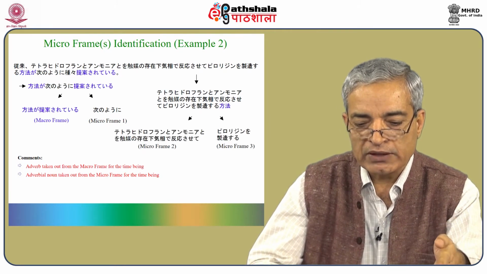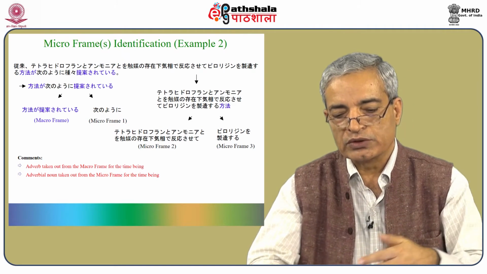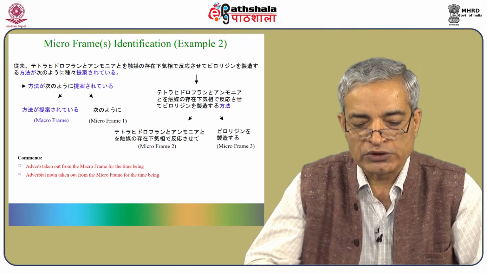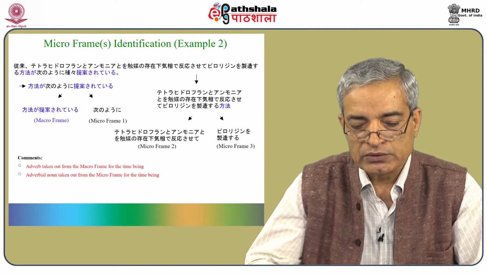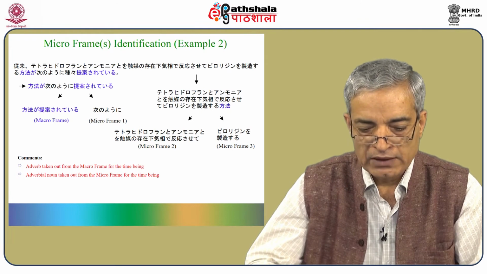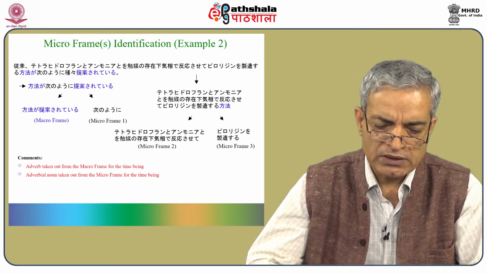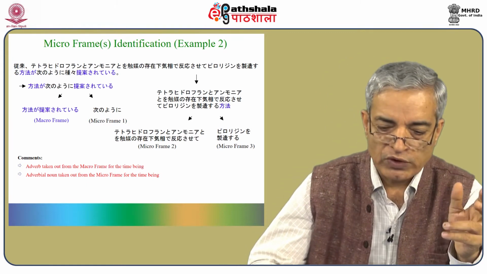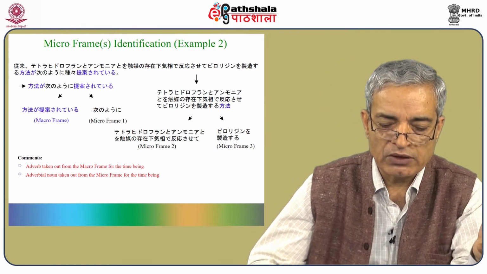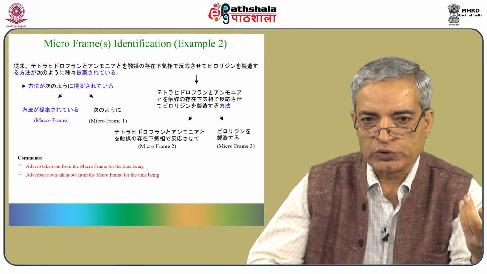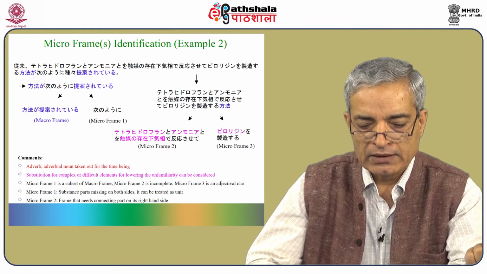We are talking about a method that manufactures. So pirorigin o seizo suru is one frame. Tetra hydrofuran to ammonia o shokubai no sonzai ka kisode hanno sasete is another frame. So we have two microframes, and there are certain things that, if you want, you can drop, keep aside, or substitute. Both are possible. You try both separately.